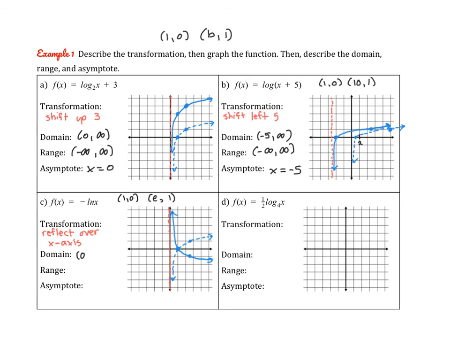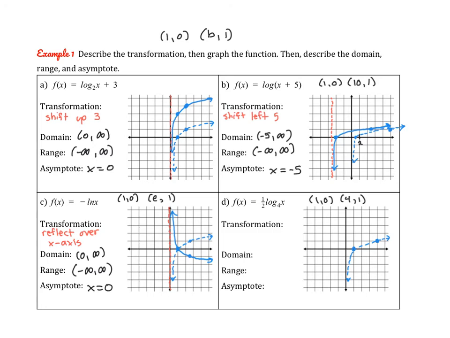So that means our domain is still 0 to positive infinity, our range is still all real numbers, and our asymptote is still at x equals 0. All right, last one here, we have our base 4 logarithm. So let's start with the parent function, 1, 0, and then we'll do 4, 1. So 1, 0, 4, 1. There's our parent function.